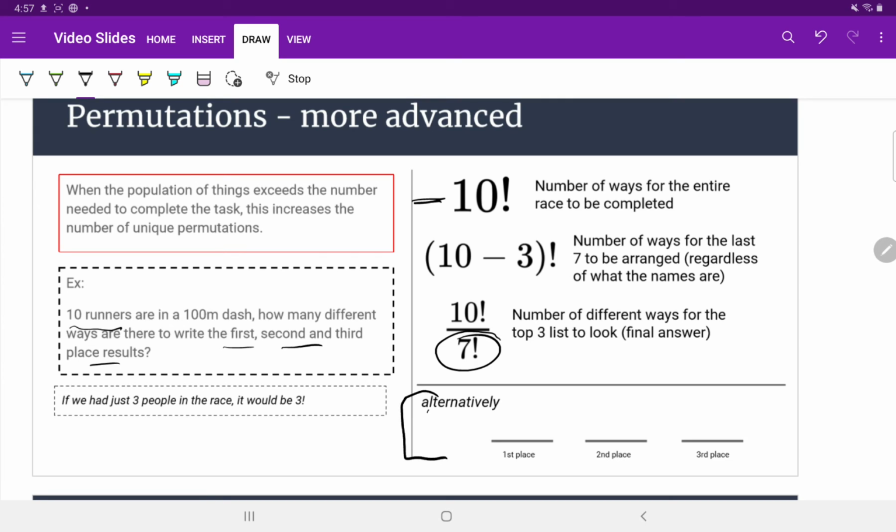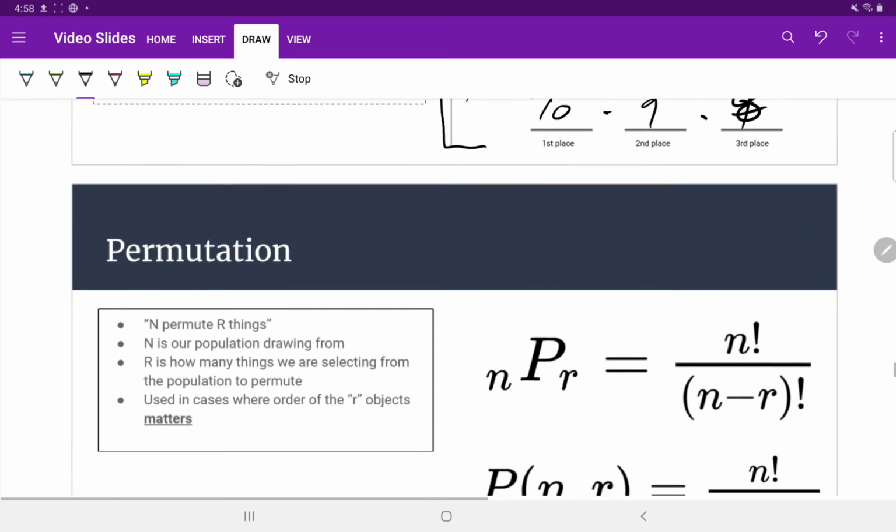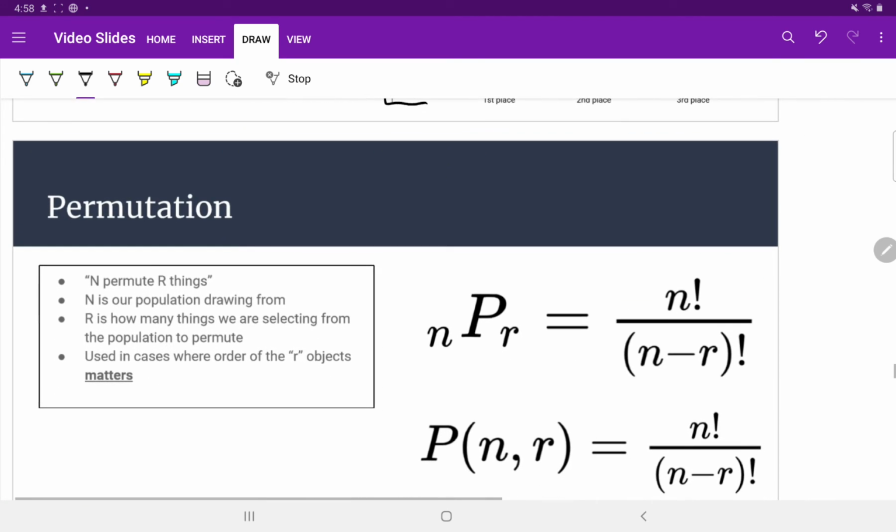Now, normally when I teach this, I start off by just saying, okay, we've got 10 options for first place, 9 options for second, and, well, that's not how you count, 8 options for third. And there's nothing wrong with this. This actually is the right number, 10 times 9 times 8. However, this is something that's so important, we actually have a notation for it.